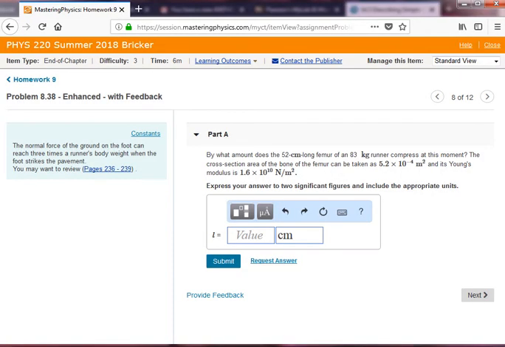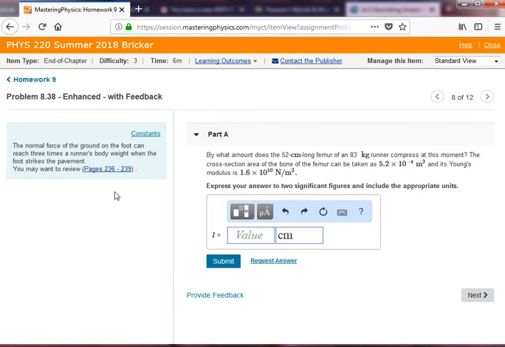Okay, so we're stretching a wire in the previous one. This one we're compressing a bone. It's the same idea, and you can review pages 236 to 239 for this problem. The normal force on the ground, on the foot, can reach 3 times the runner's body weight when the foot strikes the pavement. So picture that you're running, your foot hits the pavement. The normal force on your body is 3 times your actual weight when you do that.